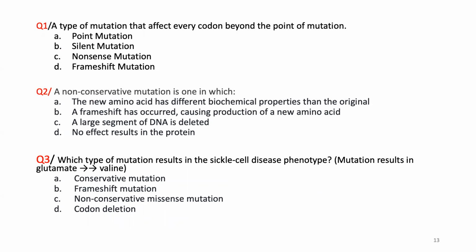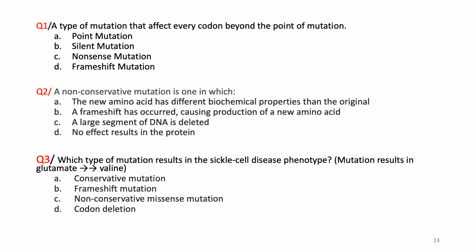Question 1 says, the type of mutation that affects every codon beyond the point of mutation is... It makes sense to be frame shift. We just talked about that. A non-conservative mutation is the one in which, I would say it's A, the new amino acid has a different biochemical property than the original. That's why it's non-conservative. Which type of mutation results in sickle cell disease phenotype?